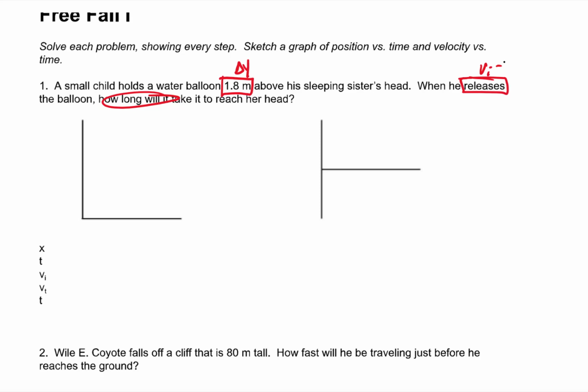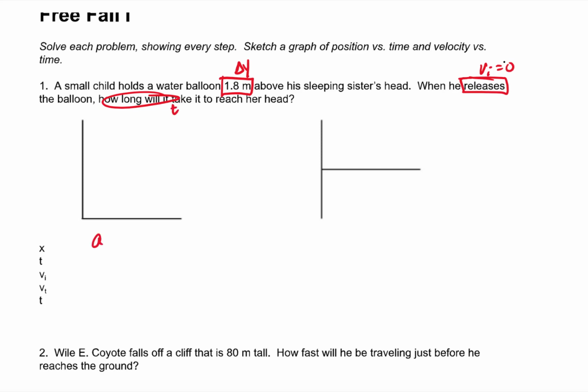And two, it tells me that the initial velocity is going to be 0 because he's dropping it, he's releasing it, he's letting it go from rest. We're going to have to pay attention to the language here and what that means. And then it's asking how long will it take to reach her head. So as we go through all of this, we're going to have to keep that stuff in mind. So let's write down everything we have.